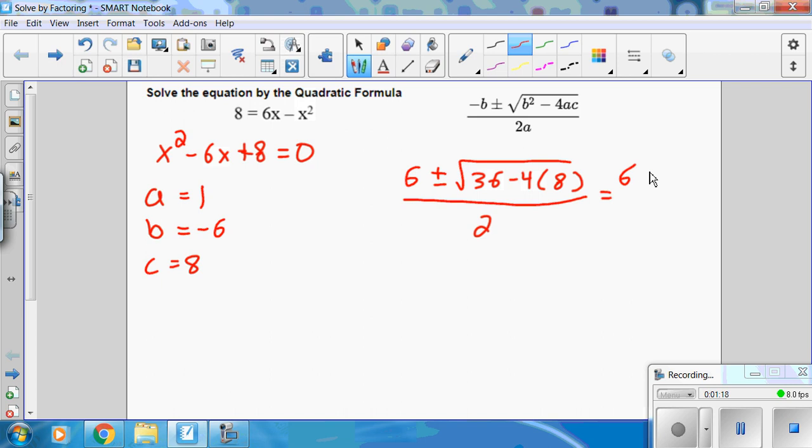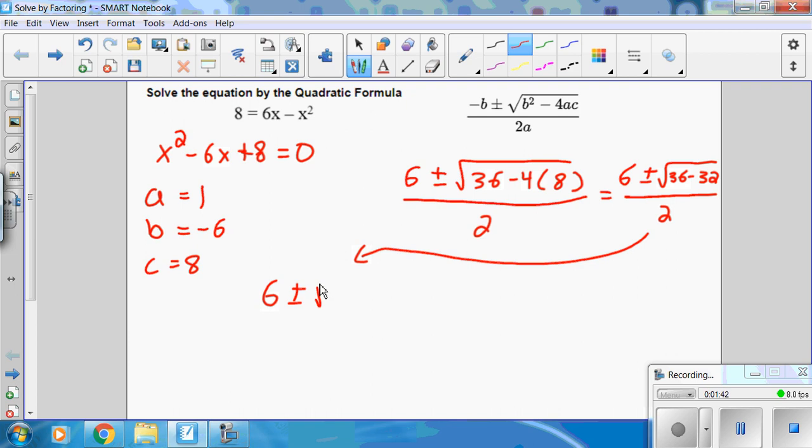So now we have 6, and we're going to write out what we have in our square root. Remember, all this is over 2. We have to multiply here before we subtract. So I'm just going to write 36, and we have a negative, so we're going to subtract. And then 4 times 8 is 32. I'm going to bring it over here. Plus minus square root, 36 minus 32 is 4. All that's over 2.